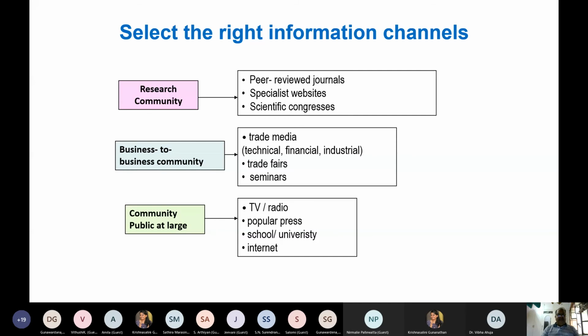In a similar way, you need to also connect with the business community, because the whole thing is finally going to be traded, and you need to also link with the community, because unless you communicate through the local media like TV, radio, popular press, school and university lectures, internet communication, etc., the things will not go really worldwide.